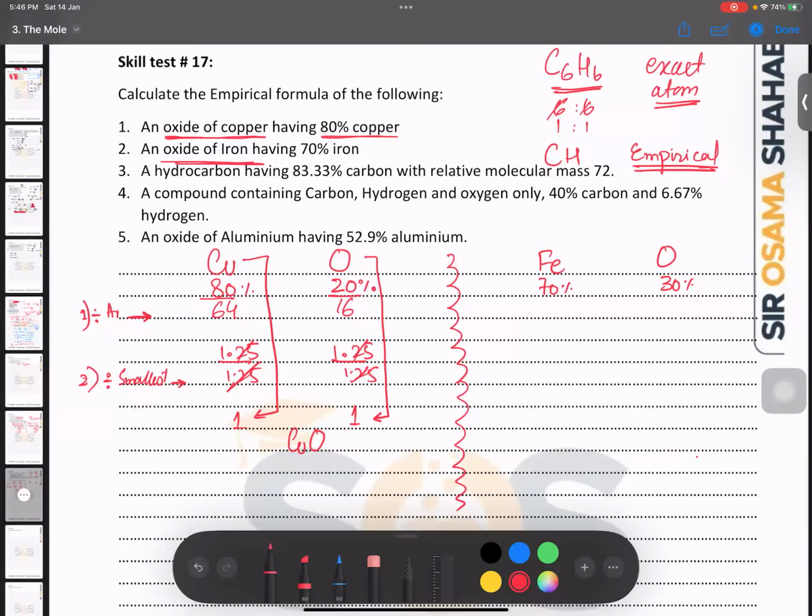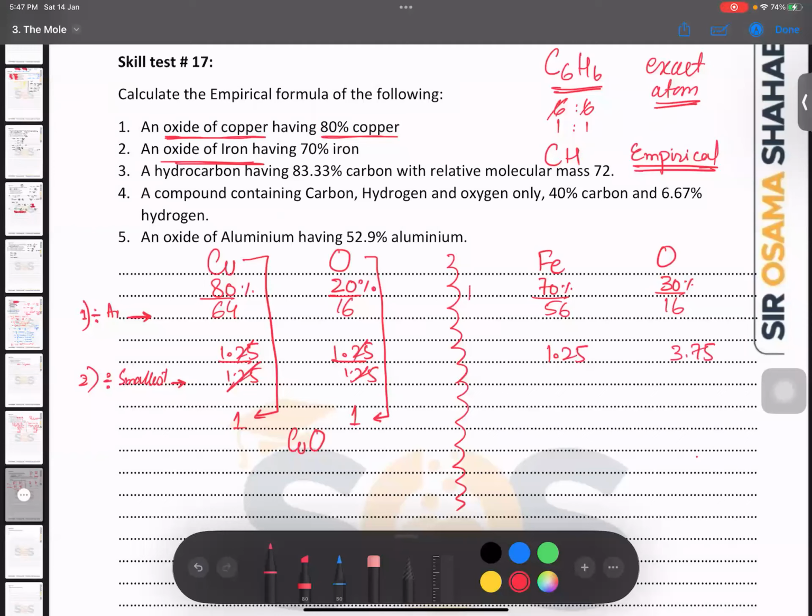Yeah. So the first step is dividing by the MR. The MR of iron is 56 and the MR of oxygen is 16. So if we divide 70 by 56, we will get the answer. It is 1.25. And if you divide 30 by 16, you got the answer 3.75, right बच्चों?